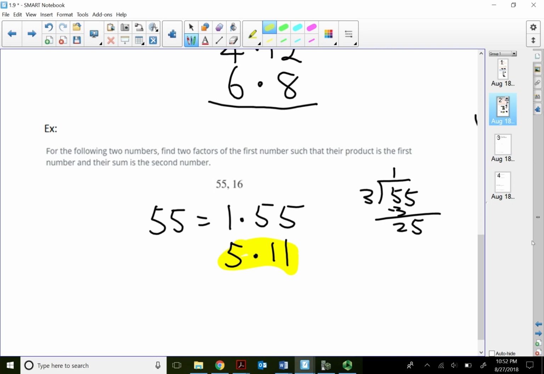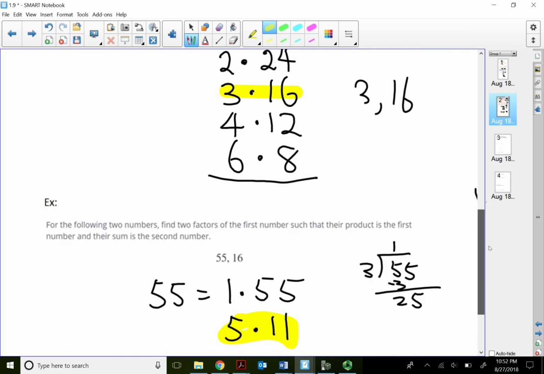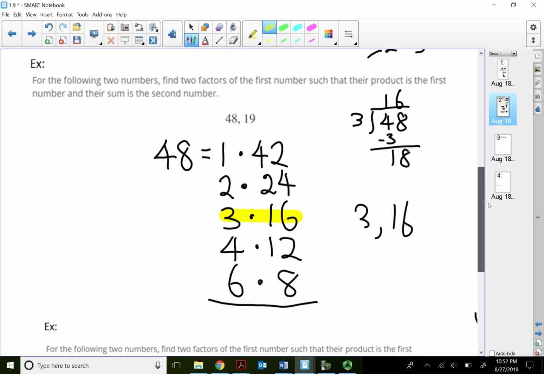All right. So in this lecture video, I quickly showed you how to find all the factors of a composite number.